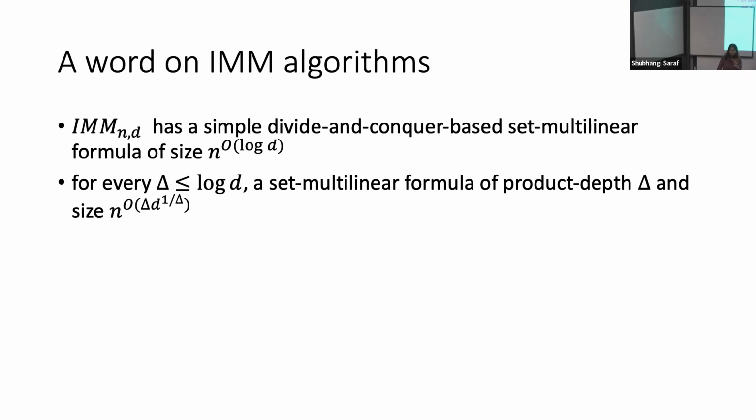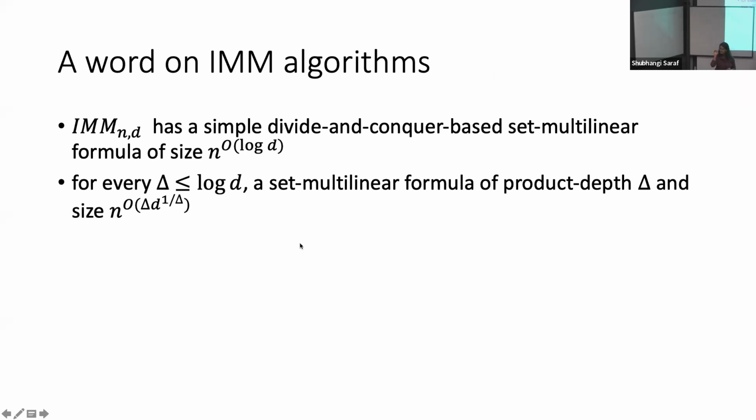It's a little bit of the same divide and conquer. For instance, if you have d matrices, you make blocks of size root d, and you brute force compute the product of each block of root d matrices. Now you compute a product of root d block results, also in a brute force way, and that gives you a formula of product depth 2, and the size of the formula is something like n to the root d. Okay, so if you want to compute the IMM using constant depth circuits, you can do it using divide and conquer. But note this parameter, n to the d to the 1 over delta.